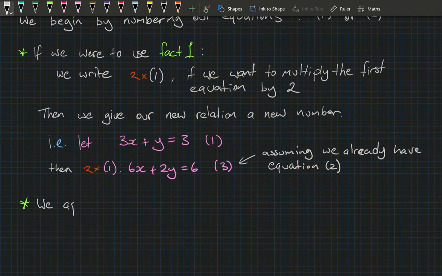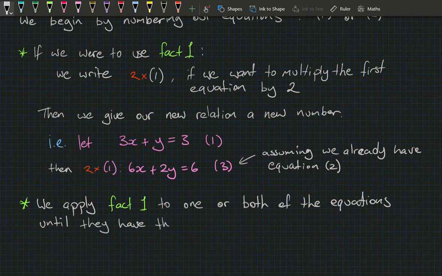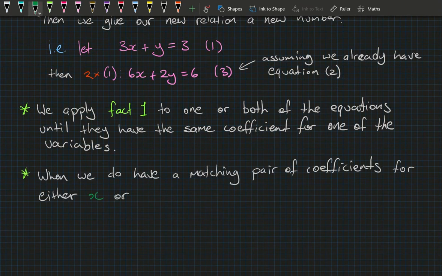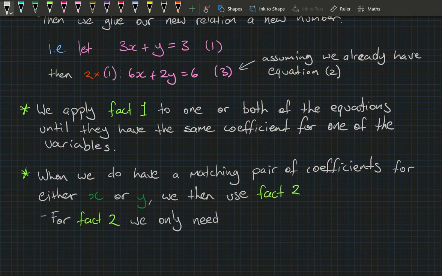Sometimes we don't need fact 1, but if we do need fact 1, we apply it to either one or both of the equations until there's a matching coefficient for one of the variables. When we do have a matching pair of coefficients for either x or y, we then use fact 2, and don't forget we only need to focus on adding and subtracting like terms.